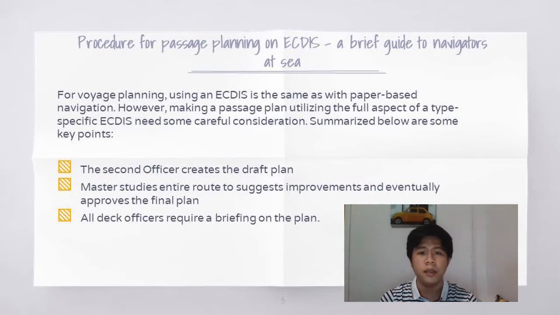For voyage planning, using an ECDIS is the same as with paper-based navigation. However, making a passage plan utilizing the full aspect of type-specific ECDIS needs some careful consideration. Summarized below are some key points. First, the second officer creates the draft plan. Second, the master studies the entire route to suggest improvements and eventually approves the final plan. Lastly, all deck officers require a briefing on the plan.